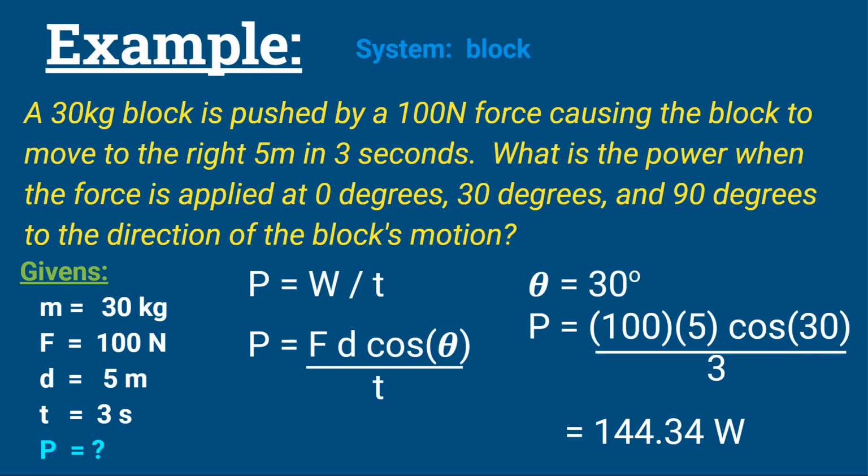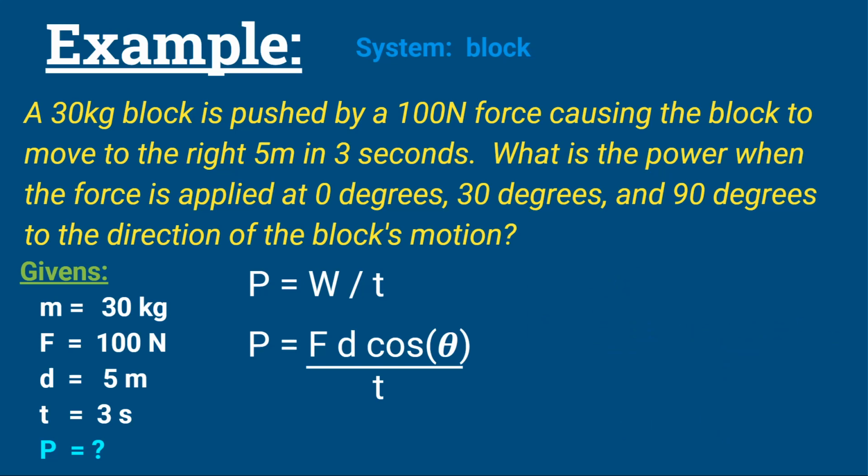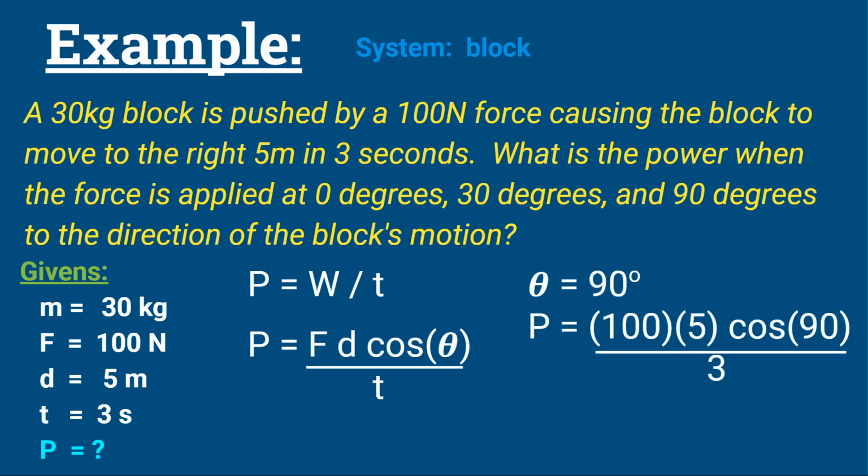Last one is at 90 degrees. What's going to happen if I try this at 90 degrees? There's not going to be any work. Again, you can plug it in, but cosine of 90 degrees is 0. And I'm multiplying by it, so I have 0 work. Okay, are there any questions about this calculation?